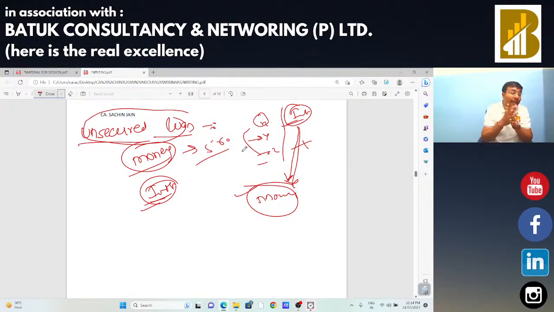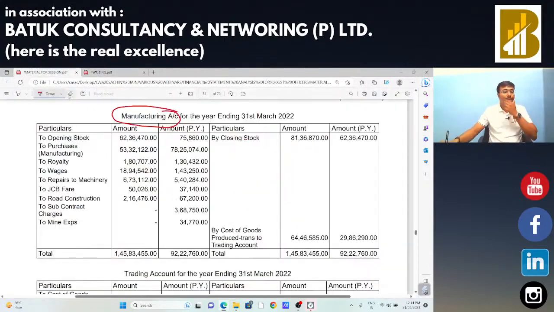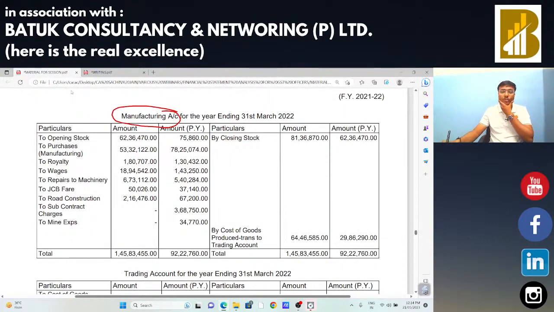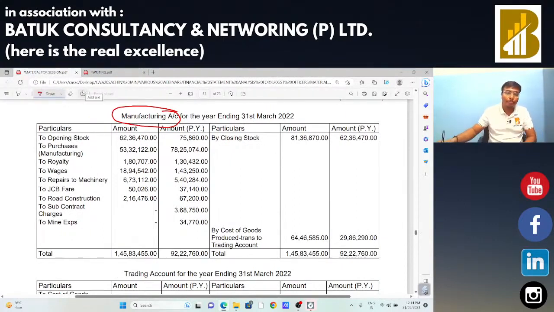Is that okay, Sujit ji? Unsecured loan is okay for you? Sujit, just comment that the concept regarding unsecured loan is okay for you.